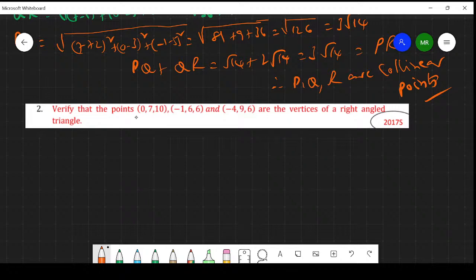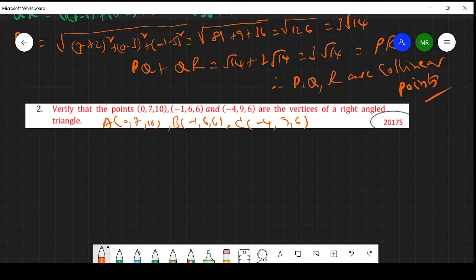For example, you take the point A 0, 7, 10. You can consider the point B minus 1, 6, 6 and C minus 4, 9, 6 be the given points. Let A 0, 7, 10, B minus 1, 6, 6, C minus 4, 9, 6 be the given vertices you can consider. Now I will find one after one here.